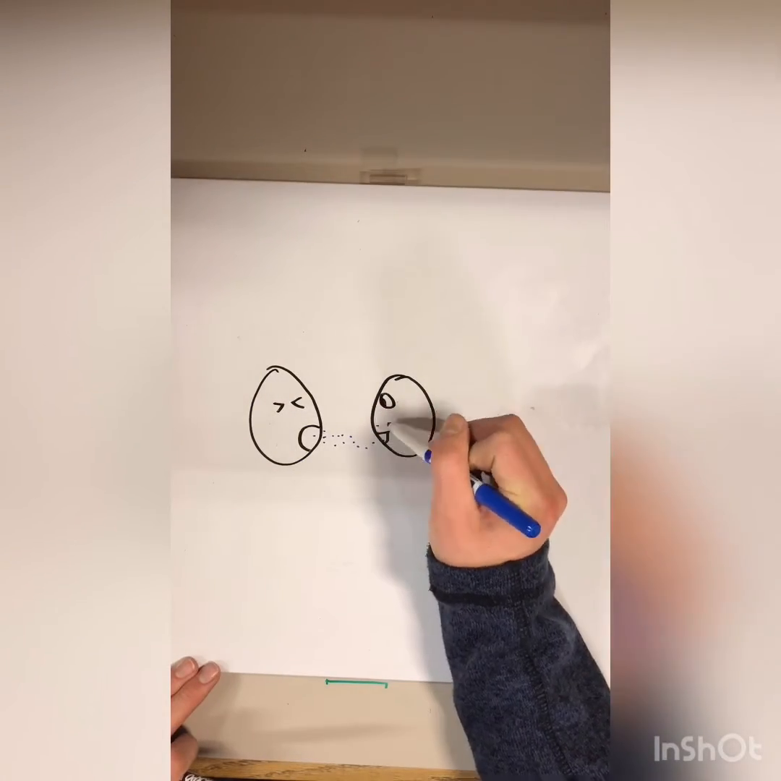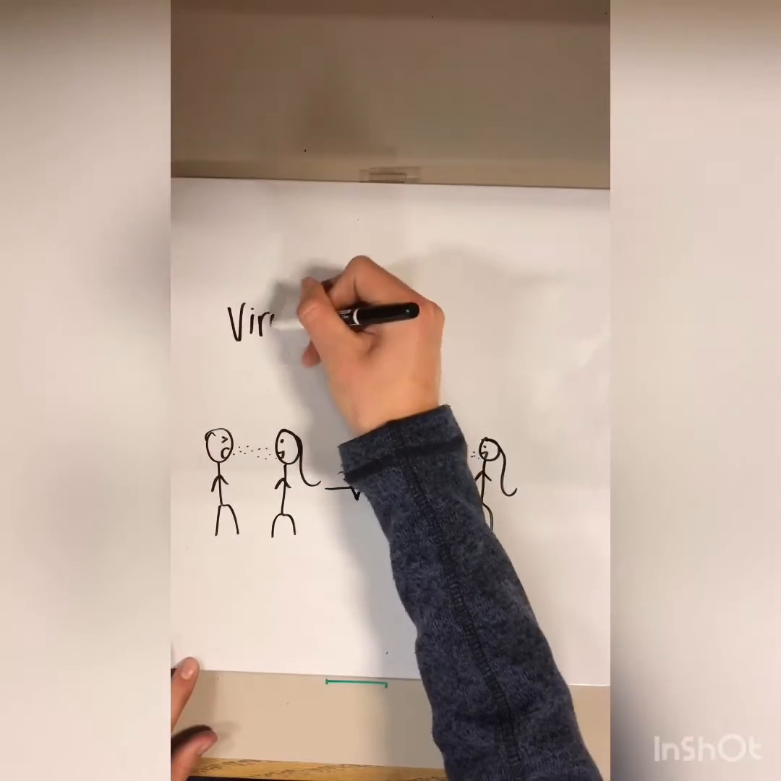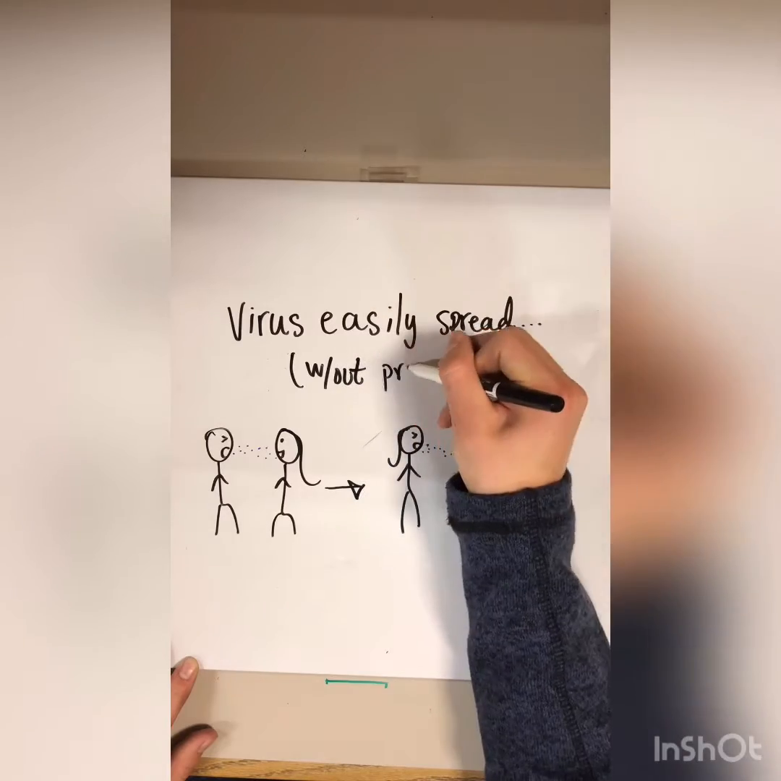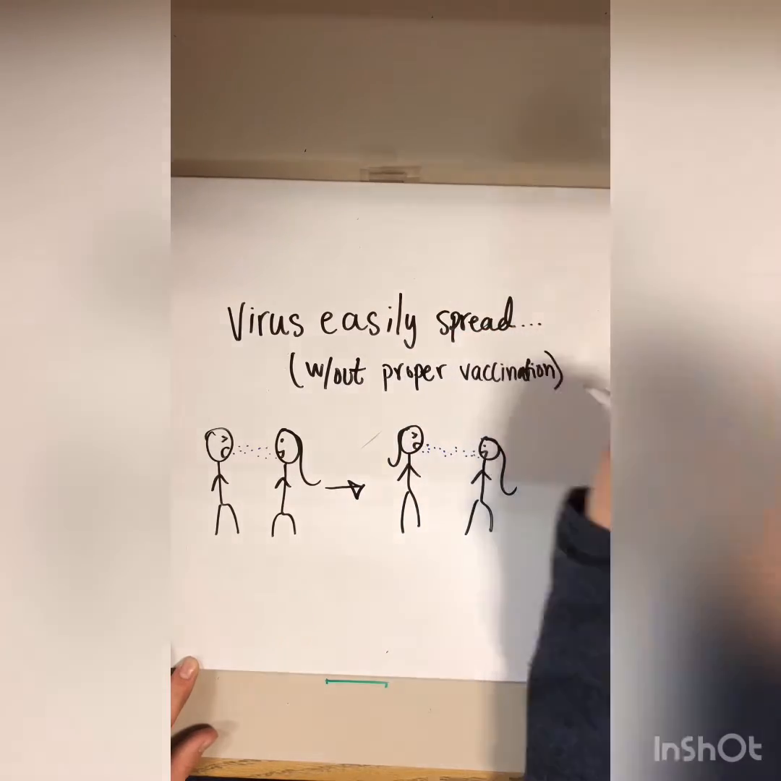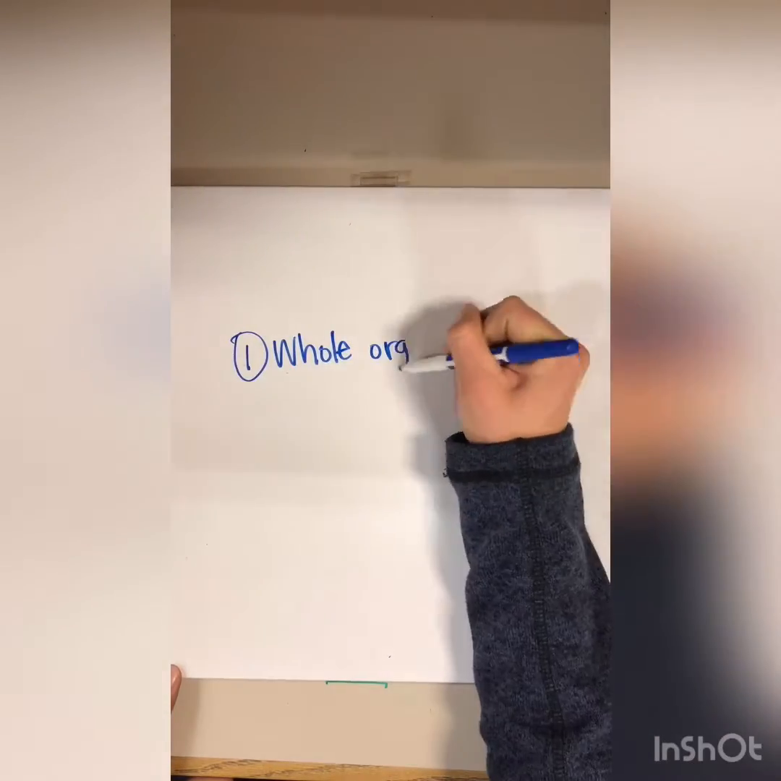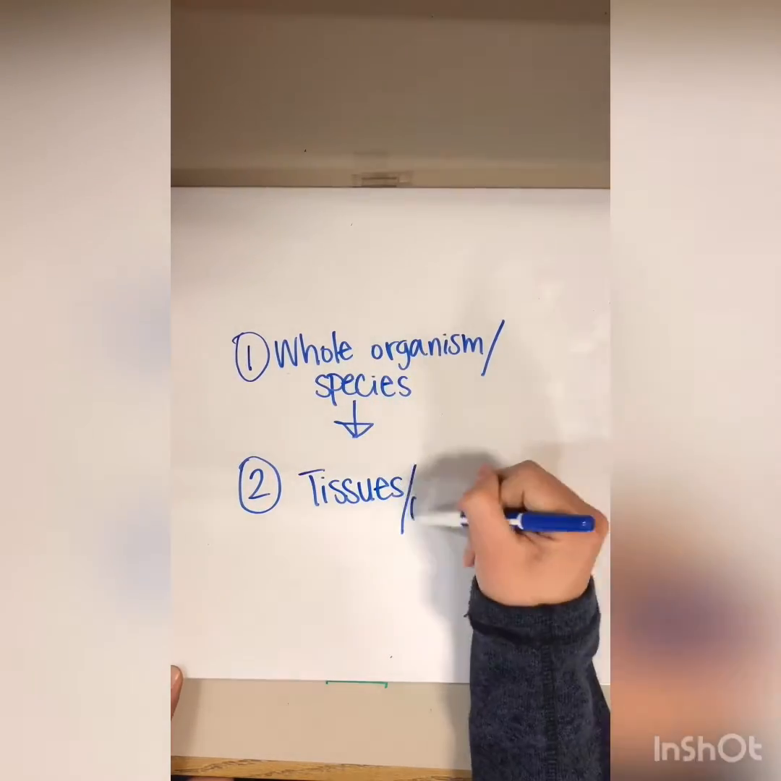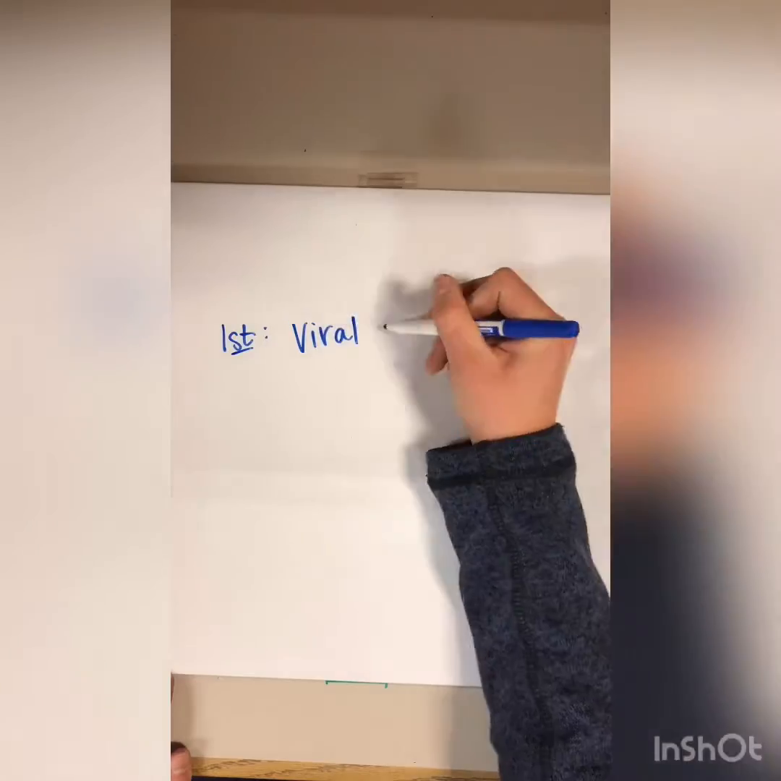So influenza is easily spread from person to person through droplets of bodily fluid. When an infected person coughs or sneezes on a healthy person, they can easily infect them. Influenza attacks the respiratory system, taking a toll on the entire body. Now let's zoom in from the whole organism to tissues and organs.